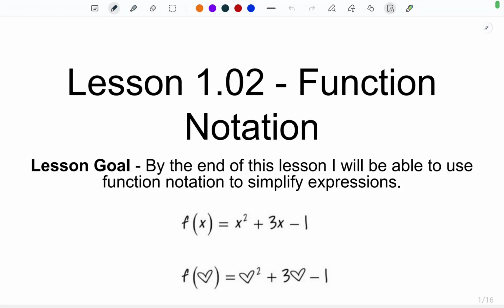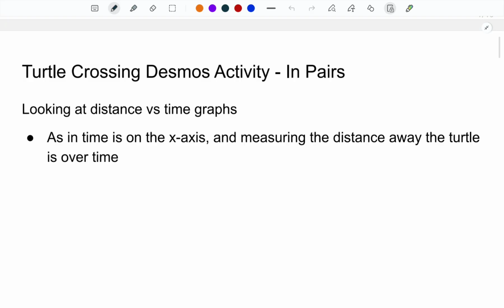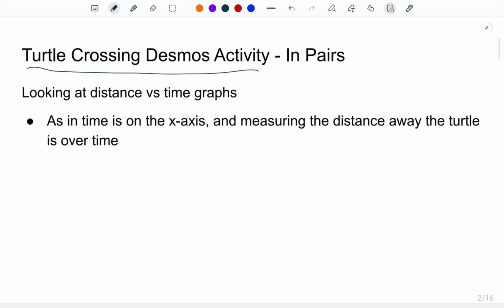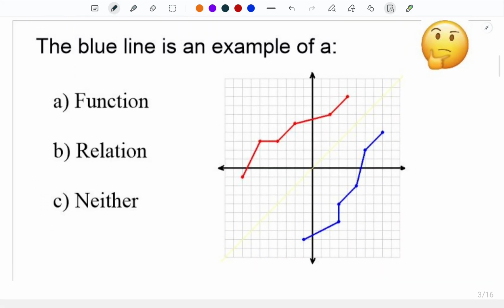So we are going to look at function notation. In the previous lesson, we looked at what a function is, and now we're going to see the notation that goes with it. You should have hopefully looked at the Desmos with turtles, and we'll see that a little bit more in the future as well. But we'll just skip through that.